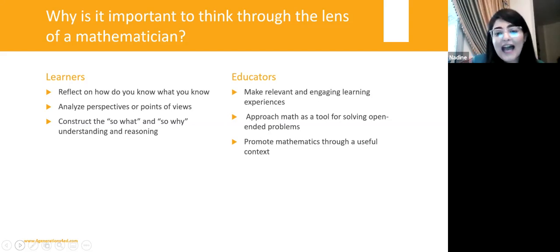Now, as educators, well, there is a lot to say, and I'm sure that you have a lot to say. So first of all, it's so important to think about mathematics as having relevant and engaging learning experiences. So this is the key in mathematics. And also, we have to encourage our mathematicians to always promote this community of mathematicians.